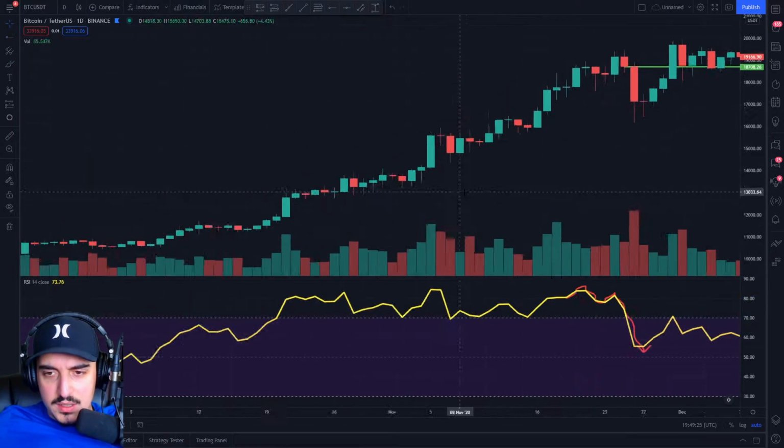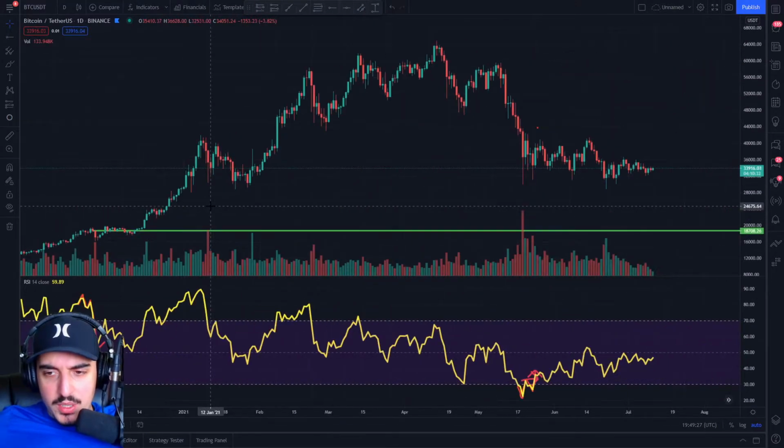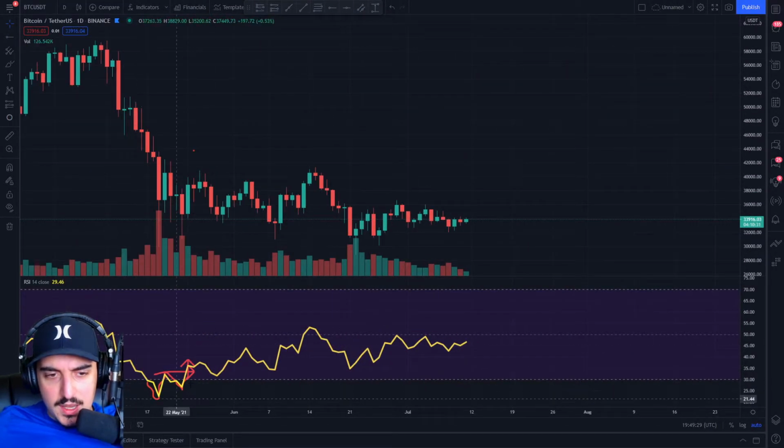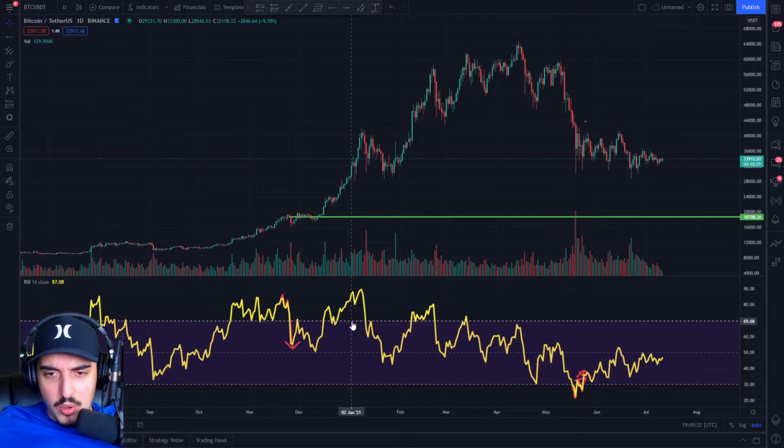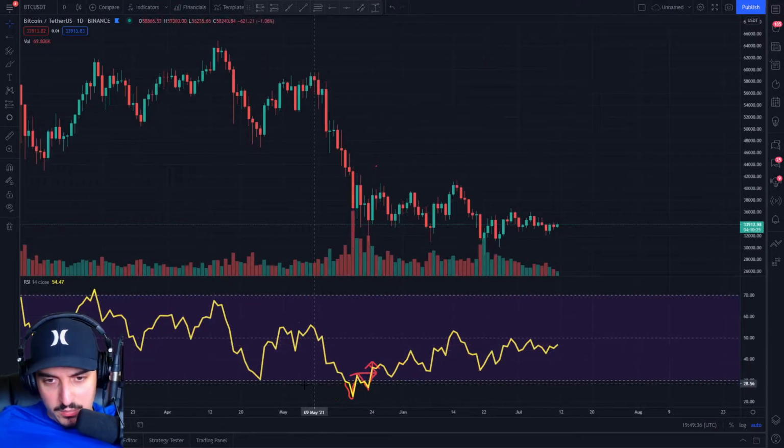And that's basically it. So what you preferably want to look for is the M's above 70 and W's below 30. If you are below 30, do not forget, it's a buy signal.